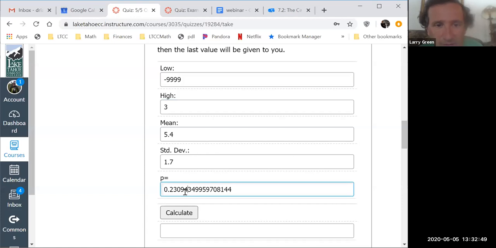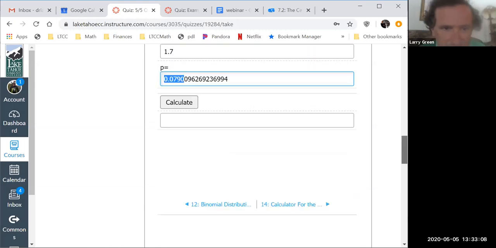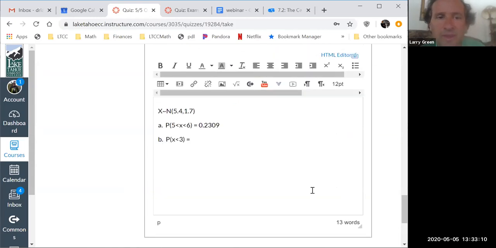Okay, we need to get rid of P because we have to leave one blank and we don't know the probability. The mean and standard deviation have not changed. And I hit calculate. And I get 0.0790. I'll just go 4 decimals. Any questions at all on part B?